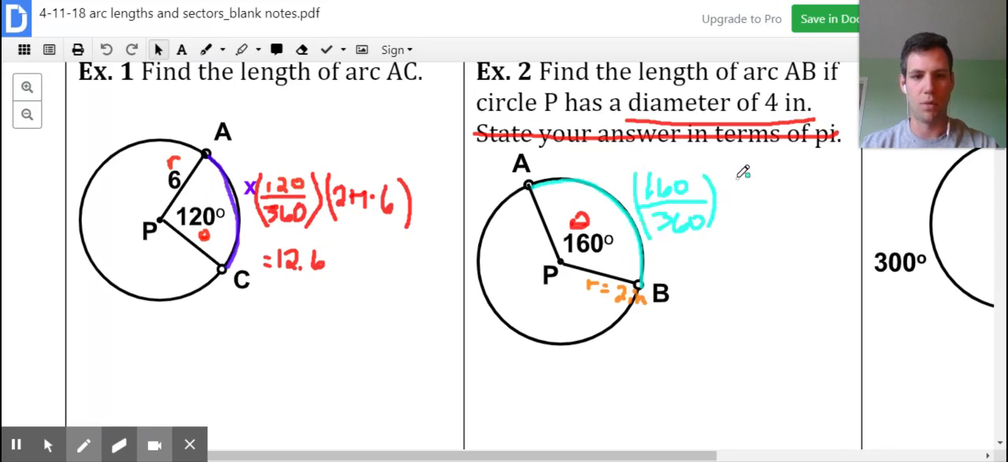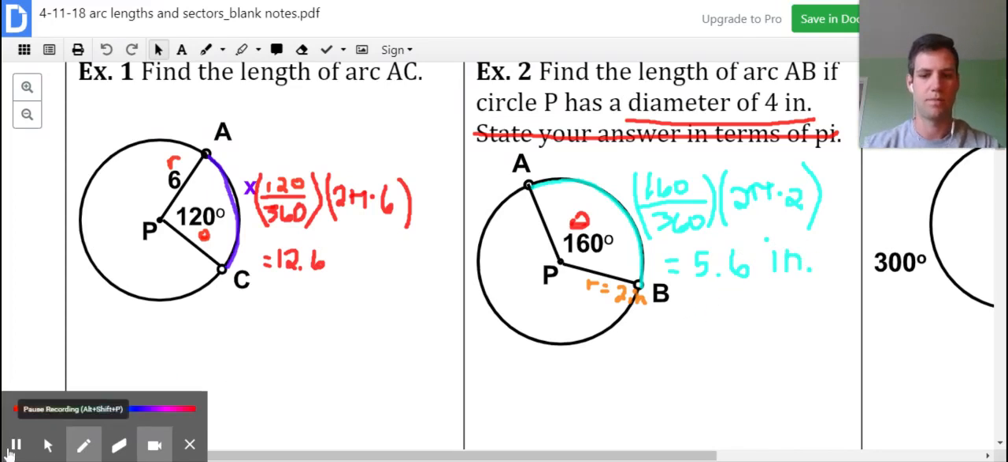And we would then multiply that by the circumference of 2 pi times 2. And if you put all of that into your calculator, you get approximately 5.6 inches for arc A to B in this problem.